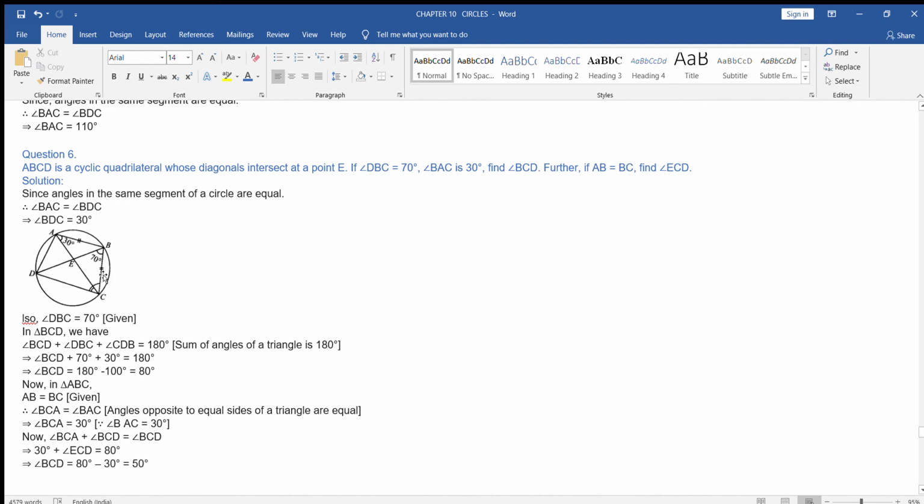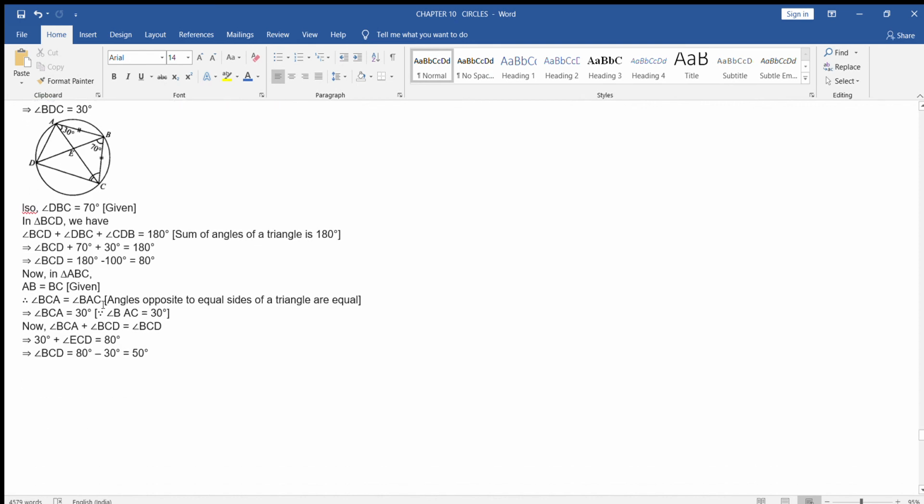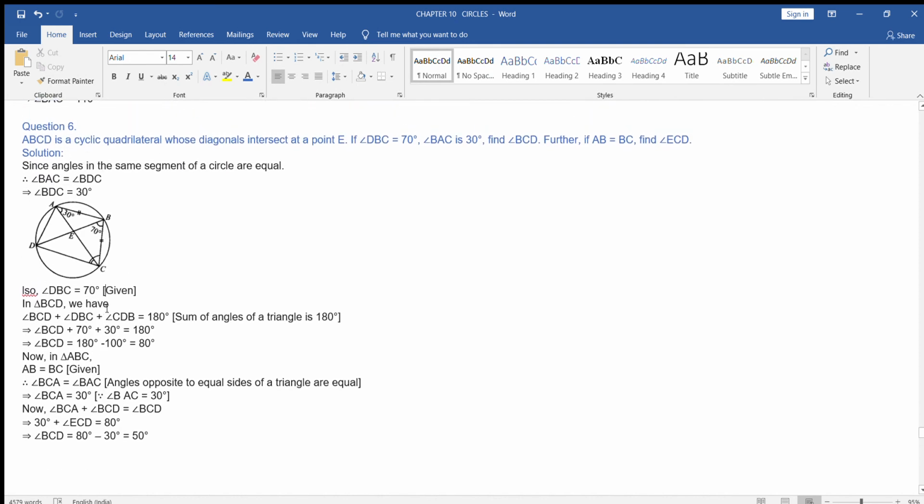Now in this triangle, these two sides are equal, AB and BC. If these two sides are equal, then the angles are also equal. This one is 30, then the remaining one is also 30. And once we have found the remaining, the whole is 80, then the remaining one is 80 minus 30, that is 50. So BCD, you can say. This one is 50 degrees, which we have to find. Sorry, ECD. This one is ECD.